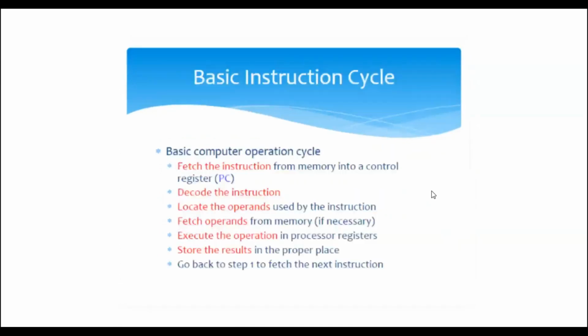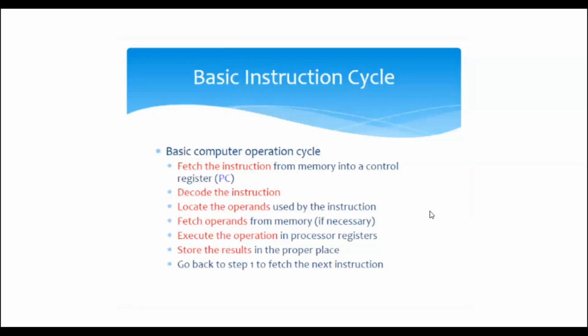So the basic instruction cycle. The basic computer operation cycle: we fetch the instruction from memory into a control register, decode the instruction, locate the operands used by the instruction, fetch operands from memory if necessary, execute the operation in processor registers, restore the results in the proper place, then go back to step 1 to fetch the next instruction.